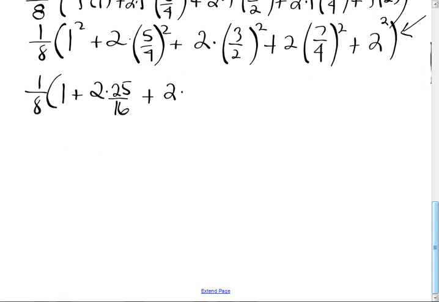So it's 2 times what? Square it. 9/4 plus 2 times 49. No, square it. 16. And see, that's where you can make the mistake. It's easy to do.